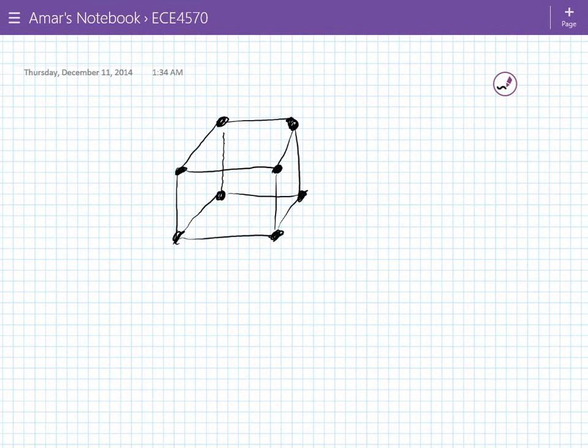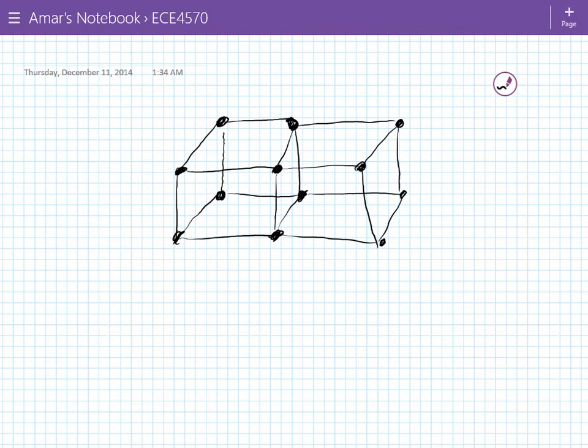Now this structure just repeats itself. So the next unit cell would be here like this. Right, and so on. There's another unit cell here, another here, and so on. How many unit cells is the middle unit cell surrounded by? Six. Why is it six? Six faces to the cube.